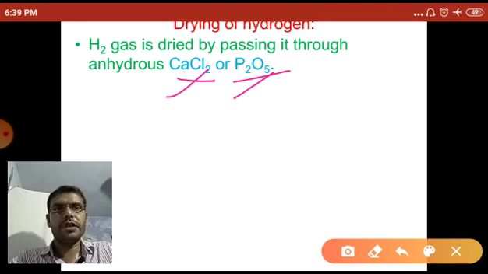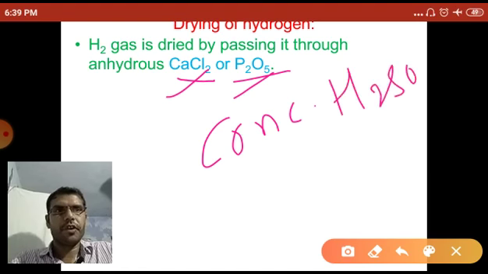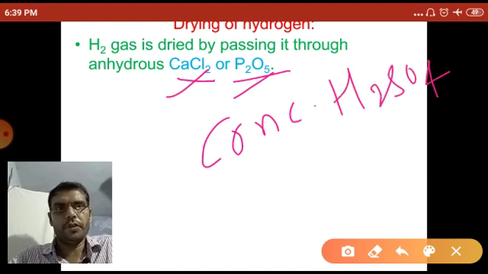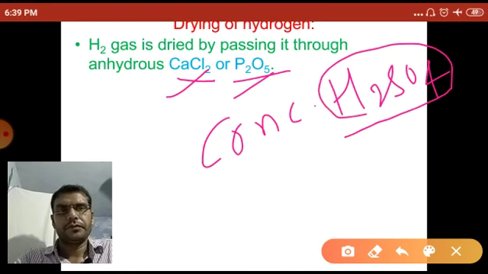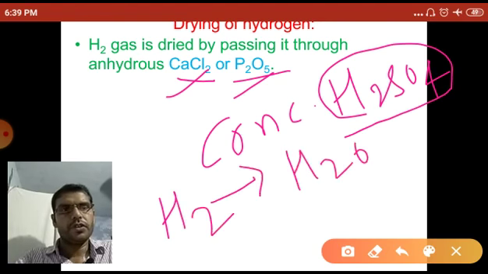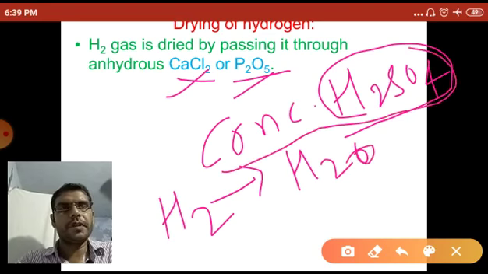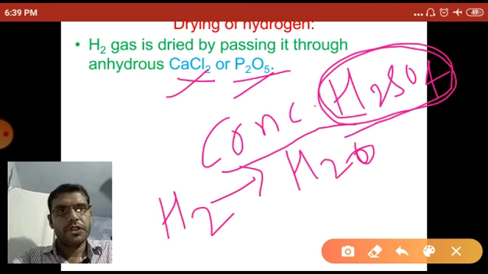We can never use conc. sulfuric acid for drying the hydrogen gas, because sulfuric acid is a good oxidizing agent. It oxidizes the hydrogen into H2O. So that is the reason conc. sulfuric acid is never used for drying the hydrogen gas which is produced in the laboratory.